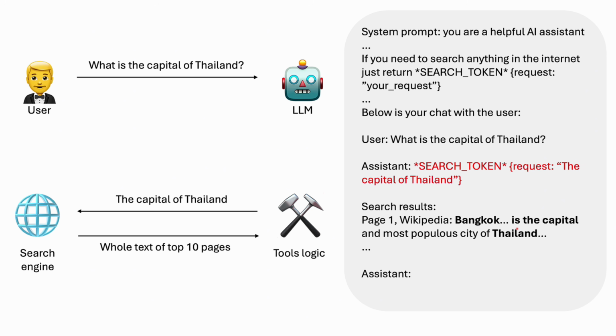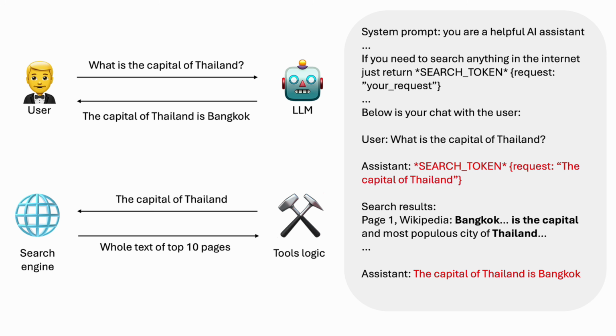And now we again ask the LLM to generate the answer from the assistant, but this time, as this information is already in the context, with high probability the LLM will know what to answer. The LLM will simply generate the correct answer that the capital of Thailand is Bangkok, and this answer will be sent back to the user. So this is how it works. It's of course very, very simplified. In practice, it's slightly different, but the idea is very similar.